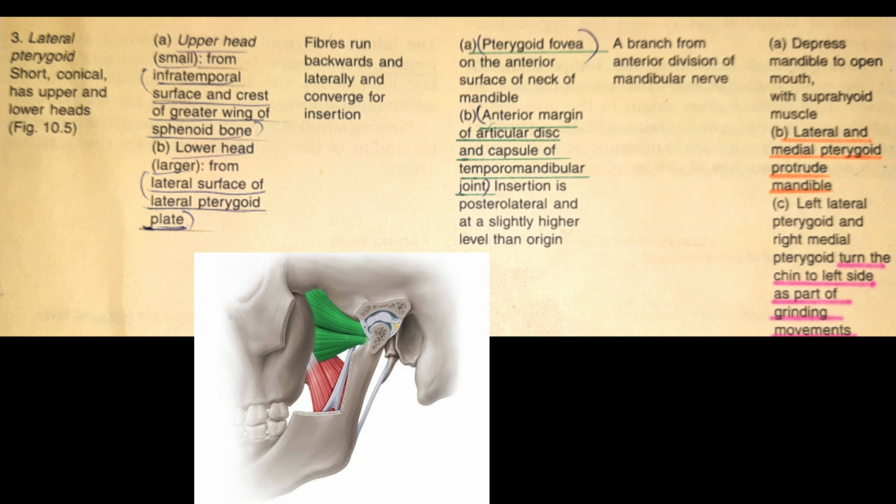The actions of lateral pterygoid include that it depresses the mandible to open the mouth, then lateral pterygoid and medial pterygoid protrude the mandible.